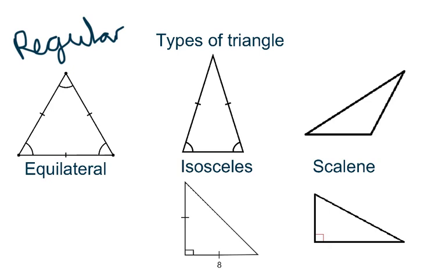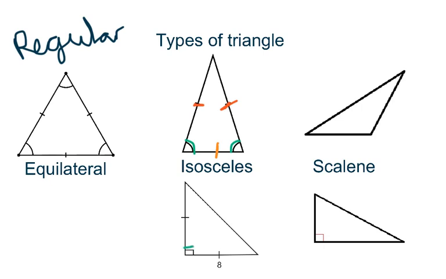The next type of triangle are when we have 2 equal sides and then a third side that is a different length. And because we have 2 equal sides, that means we will also have 2 equal angles. That's called an isosceles triangle. Isosceles triangle. And we can get a right-angled isosceles triangle.